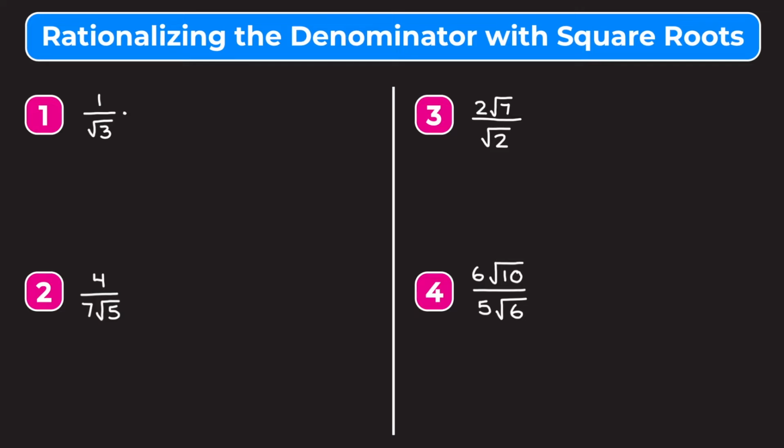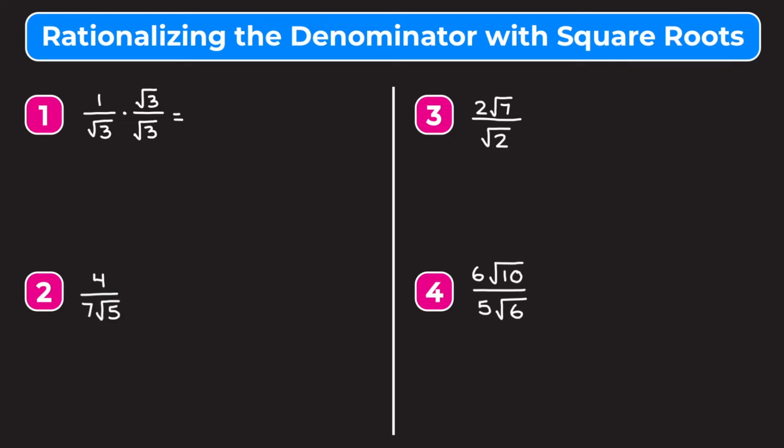So to do that, what we want to do is multiply the top and bottom of our fraction by the square root in the denominator. So I want to multiply the top and bottom by the square root of 3. And I'm going to show you guys why this works.